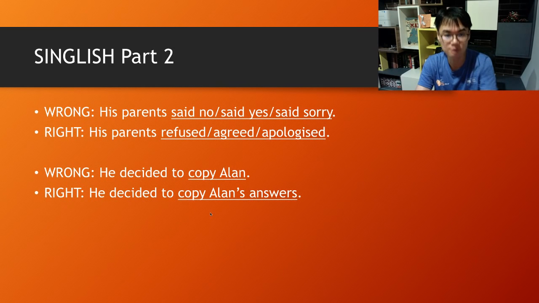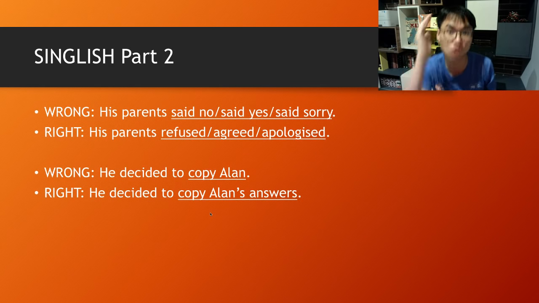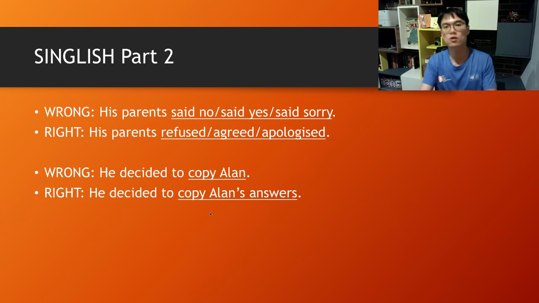Or his parents said sorry. A lot of you like to say, then he said sorry. Don't use the words said sorry. Use the word apologized. There is no such thing as said sorry, okay? It's awkward, it's Singlish, it's not proper English. Use the word apologized, okay? So when he did something wrong, he apologized, not he said sorry. When he agrees to do something, he agreed, not he said yes or he said no.